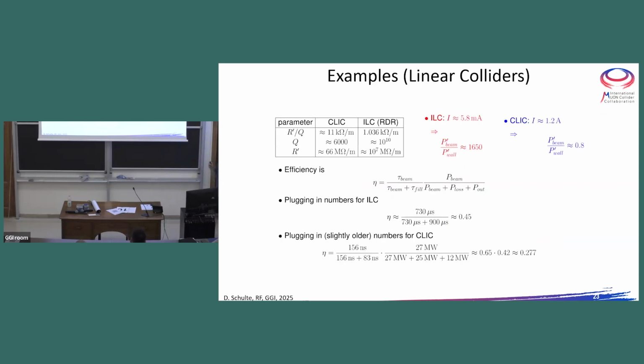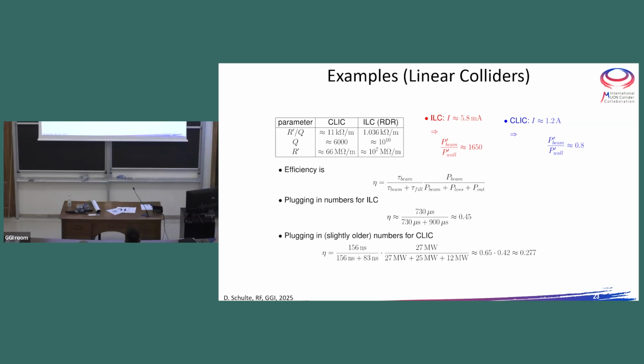Quick example for linear colliders, they are masters of RF. The R over Q of an ILC cavity is 1.036 kilo ohm per meter. The one of CLIC is 11 kilo ohms per meter. So that's why there's a much higher frequency. The Q, 10 to the 10-ish. Actually, now they aim for 2 times 10 to the 10. And so you see the R prime here is less than 100 mega ohms per meter, and this here is 10 to the 7 mega ohms per meter. Okay, so that's why superconducting cavities are great.